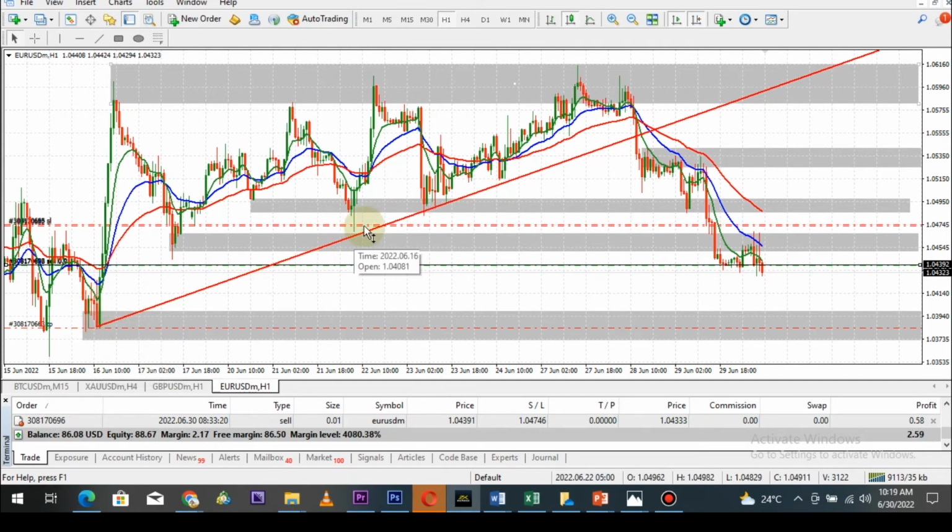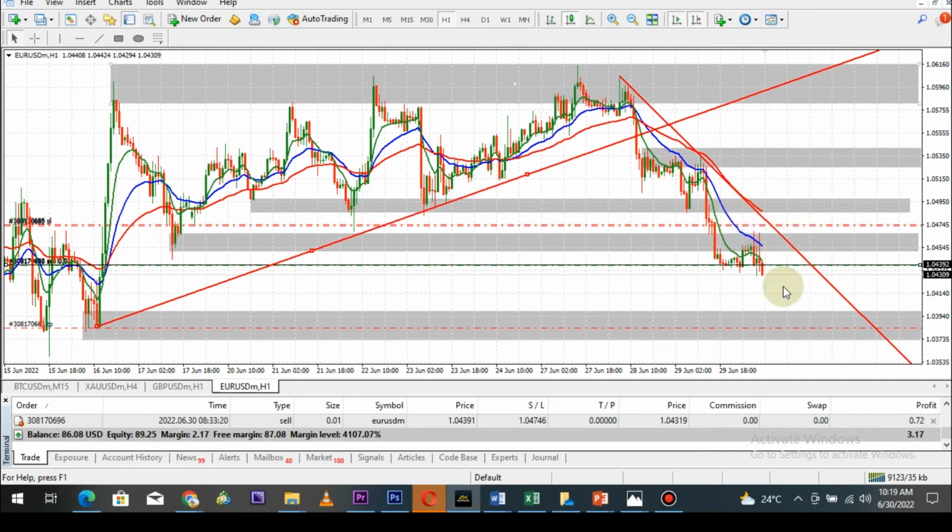So these are the major ones here. This one here, this one here, and this one here. I think here too. And finally it got broken out of. So this is your support, dynamic support, because price could not actually go through it for a while until at this point where it broke out of it. Then the next thing we need to do is let's draw our dynamic resistance now.